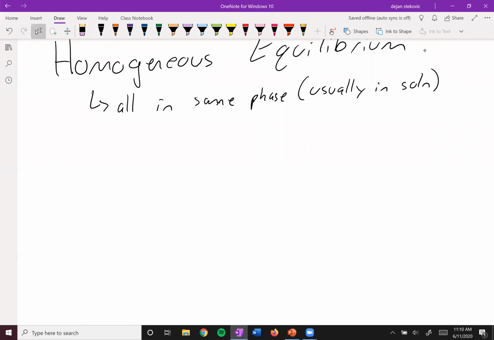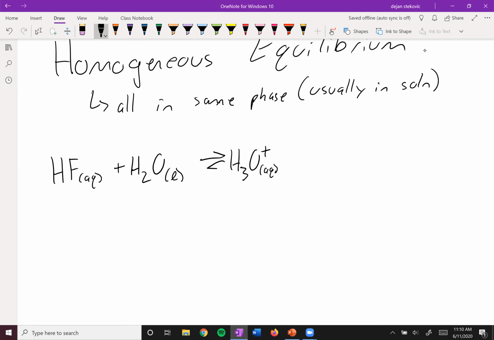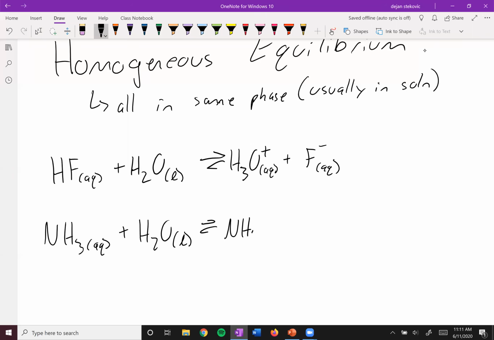For example, if we have HF, hydrofluoric acid, aqueous, and then we react that with water, a liquid, you obviously know that this is going to act as an acid. And so we can write H3O plus aqueous plus F minus aqueous. Conversely, if we have a base, something like NH3, aqueous, reacting with water, that's going to absorb that proton. It's going to act as a base. We'll have a product of NH4 plus and OH minus, where these two things are aqueous.